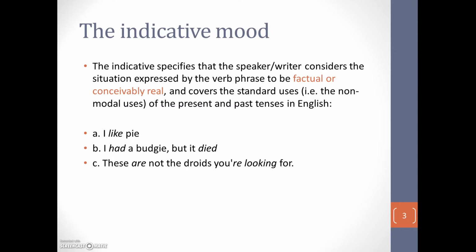Now, the indicative mood specifies that the speaker or writer considers the situation expressed by the verb phrase to be factual or conceivably real in some way, and it's basically the standard, unmarked way of using the present and past tense in English. And here we have three examples. So these are not the droids you're looking for. We can see here that we have "these are", which is just a simple present tense, and then "you're looking for", where we have the progressive aspect, but they're both in the indicative mood.